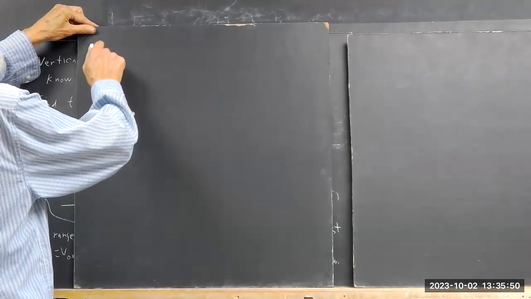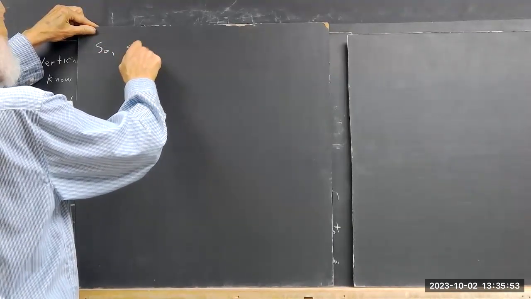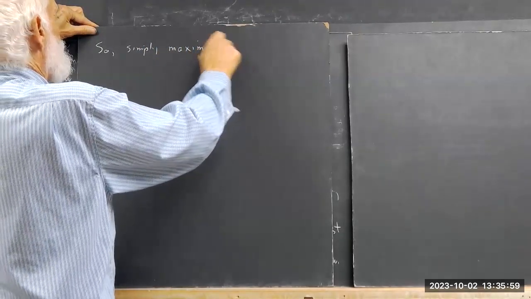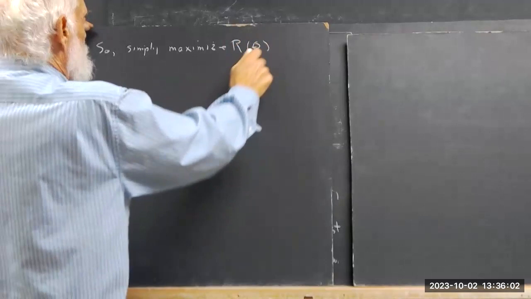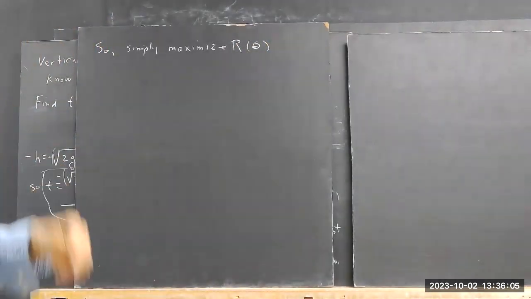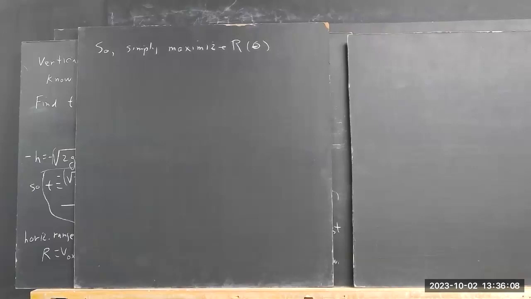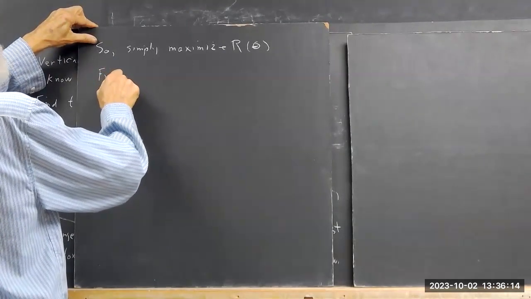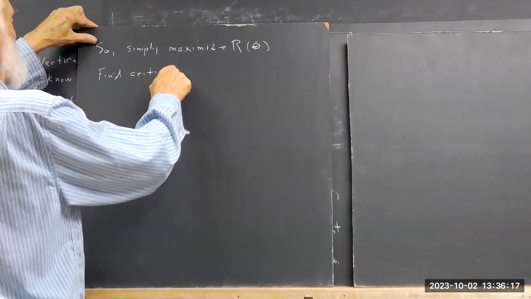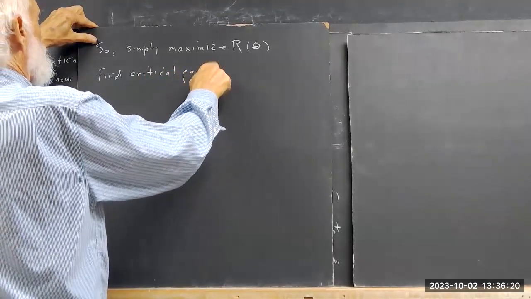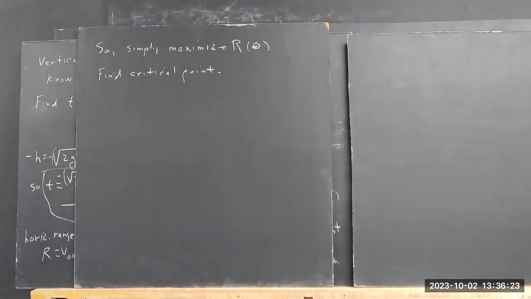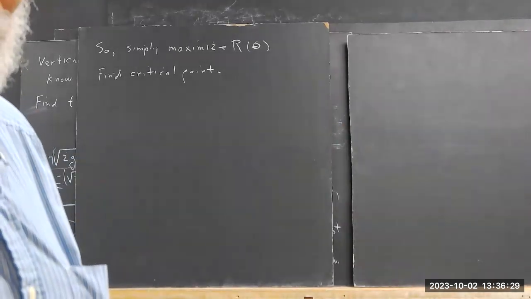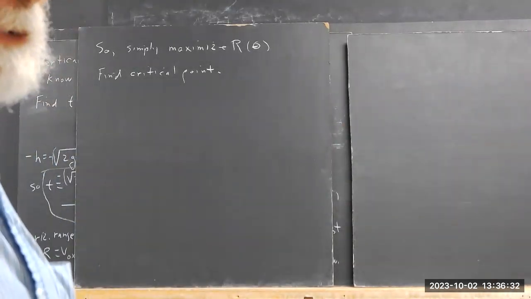So simply maximize our thing. Okay. How do you maximize a function? You find the critical point. How do you find the critical point? You set the derivative equal to 0. Well, there lies the road.